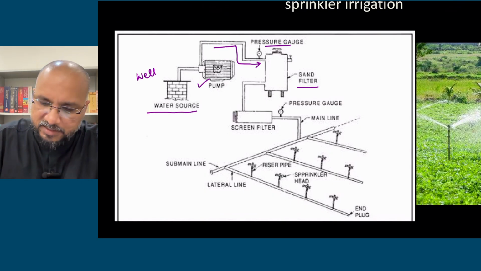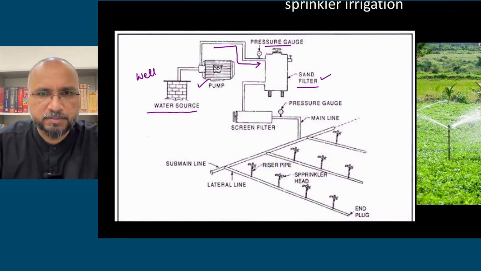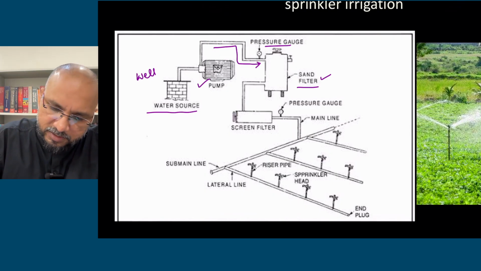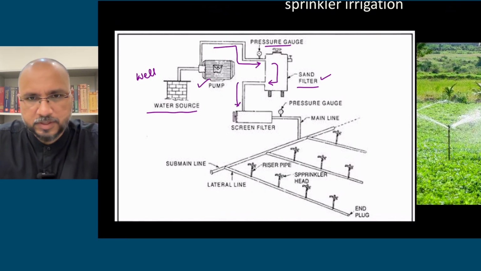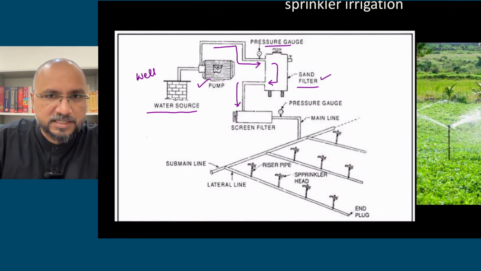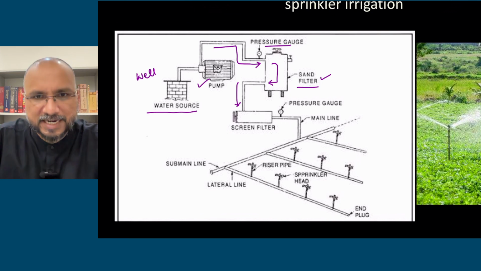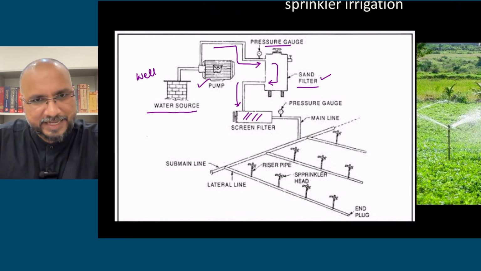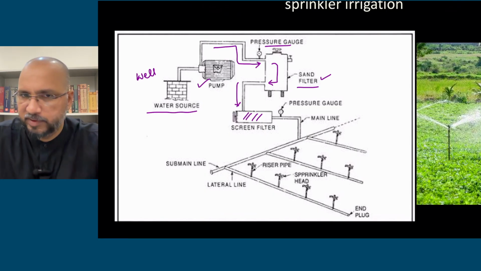So when the water goes through the sand filter, it will filter out the maximum sand particles, soil particles and dust. Once it is filtered, the water from the sand filter will go into another filter, the screen filter. Through the screen filter, whatever is left, the particles that escaped the sand filter, will be cleared out here. The screen filter will catch other smaller dust particles or sand that was not filtered by the sand filter, and those will be removed.